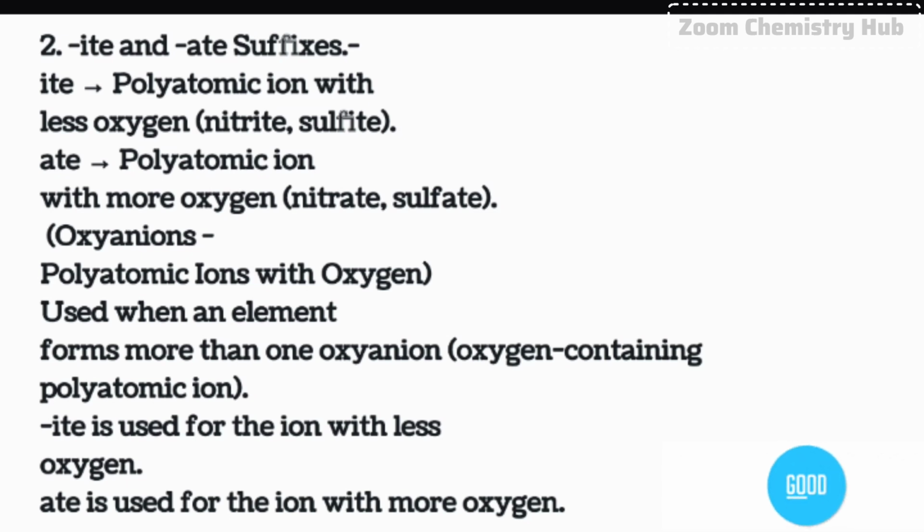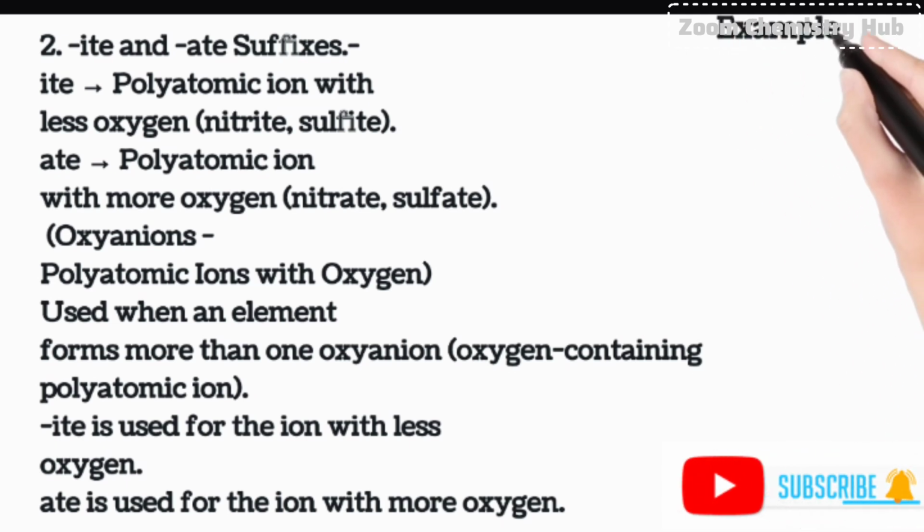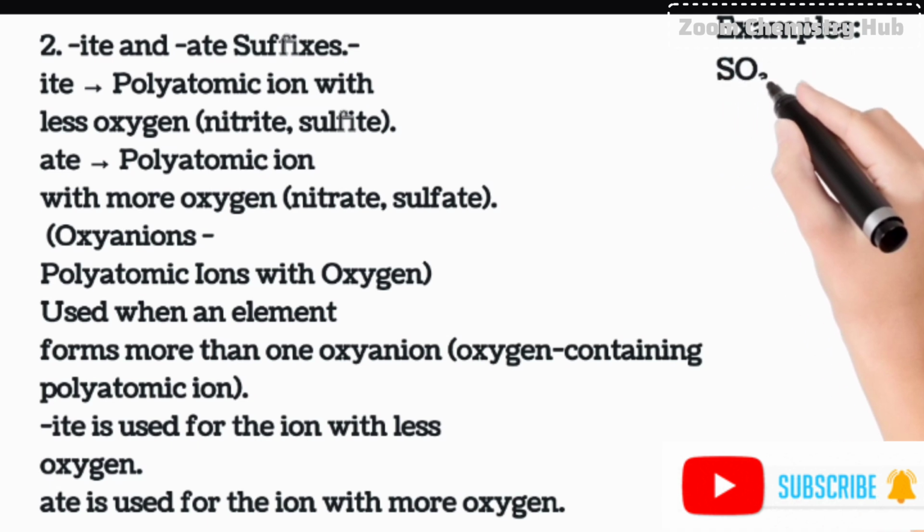So ITE is used for the ion with less oxygen, and ATE is used for the ion with more oxygen. Now we will take some examples, so that our confusions are minimized.